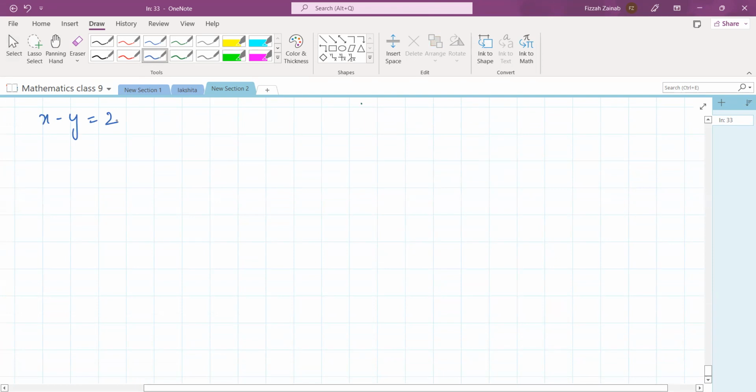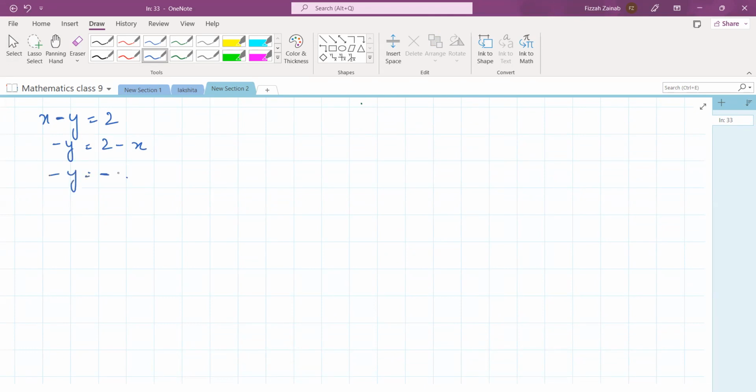Yes, Zeba. So again, as I told you, you keep your y this side, right? So minus y is equal to 2 minus x, right? So it becomes minus y is equal to, if you take minus common, minus 2 and plus x. So minus minus cancel, it becomes y is equal to minus 2 plus x, and you can write it like y is equal to x plus 2, sorry, x minus 2, right?